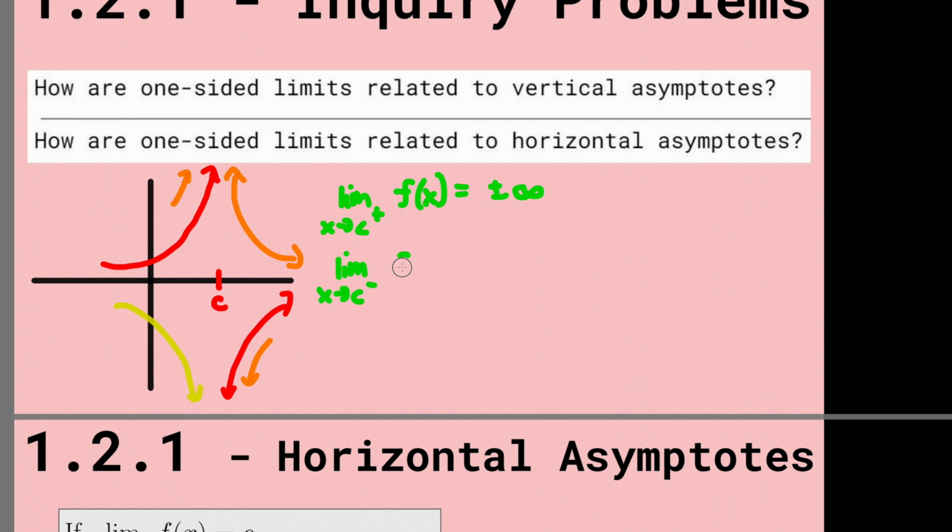That's the main thing I want you to see on this: if you do a one-sided limit on these, it's either going to be positive and negative infinity each time. Otherwise, it's not a vertical asymptote. Okay, so that answers that first part.